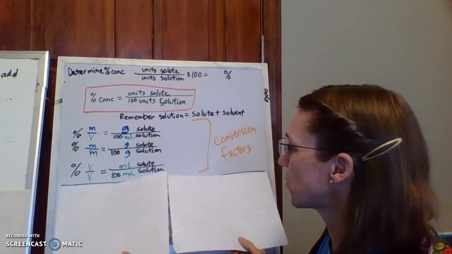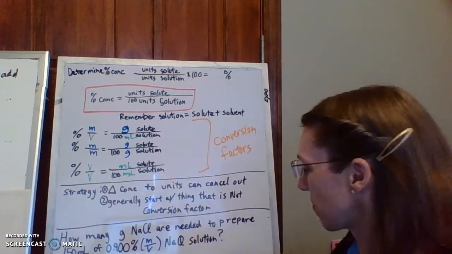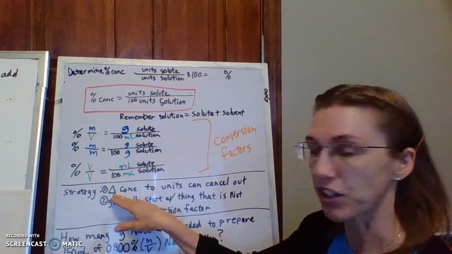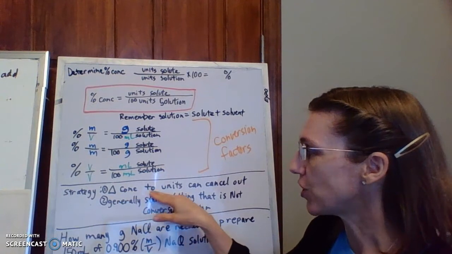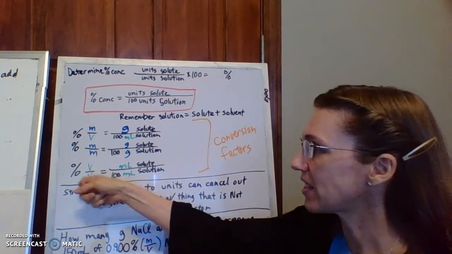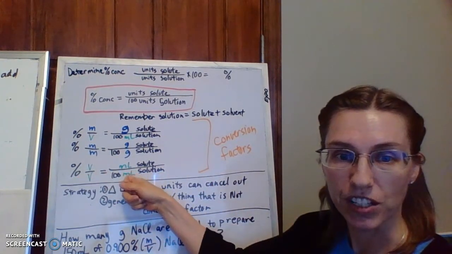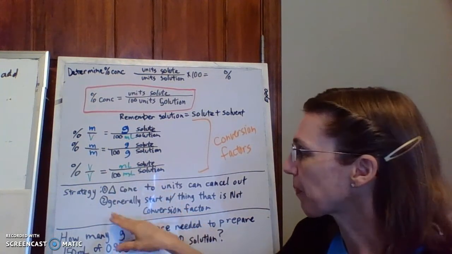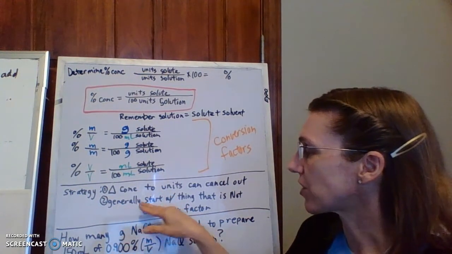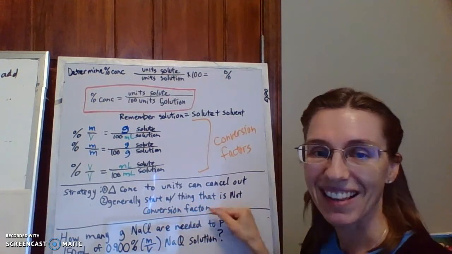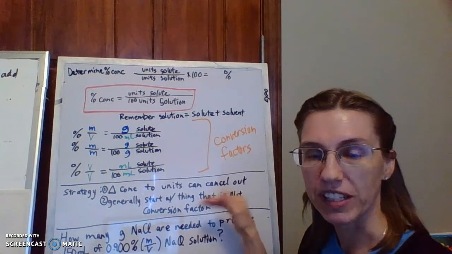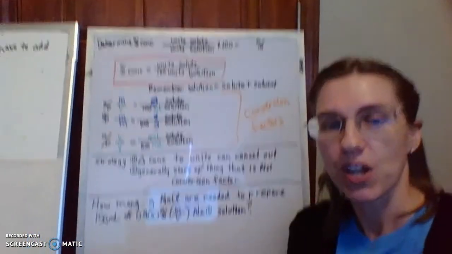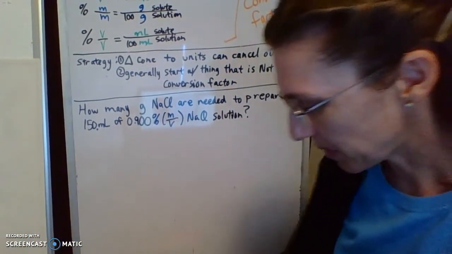So we're going to use some strategies to solve some of these problems. The first one is we're going to change, remember that delta sign is change, the concentration to units we can cancel out. So whenever I see a concentration, I'm going to change it to this form over here. Then we're generally going to start with a thing that's not the conversion factor in our problem. Okay. That gives us a couple of things that we can do to start out our problems. So let's go ahead and look at some of these problems.